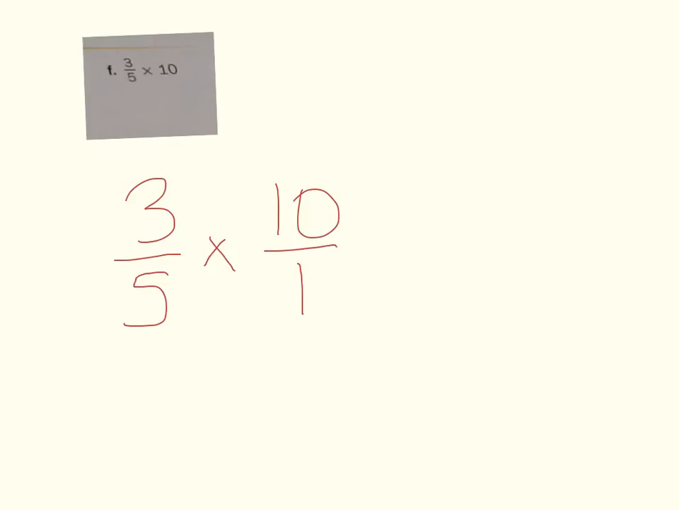So, looking at this, I can see that I can simplify this 5 and 10. Well, 5 can go into both of those. 5 divided by 5 is 1, and 10 divided by 5 is 2. I can't simplify the 3 and 1, and I can't simplify the 2 and 1 anymore. So, my last step is to simply multiply across.